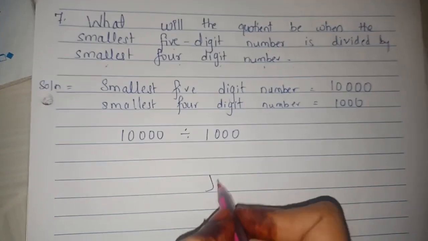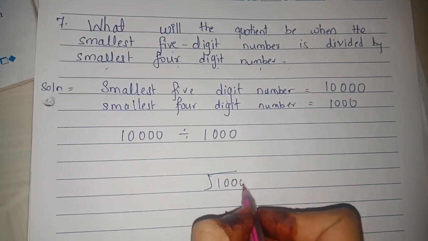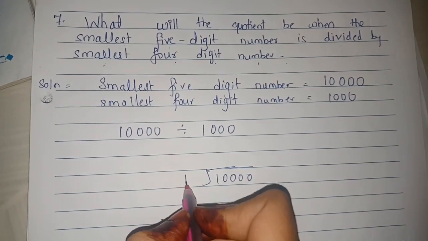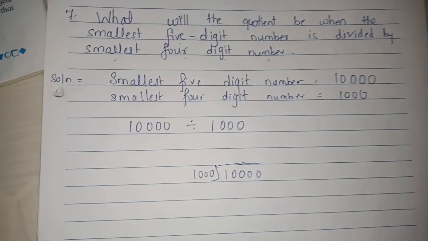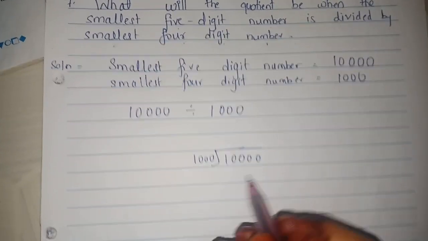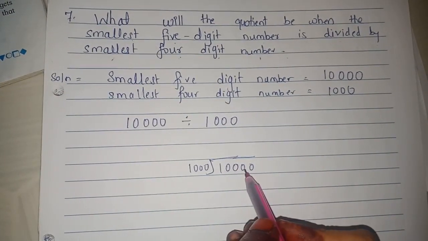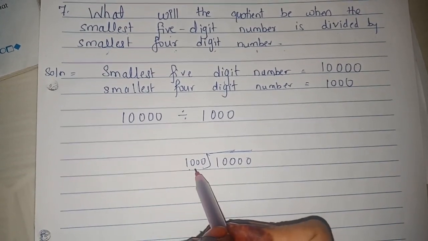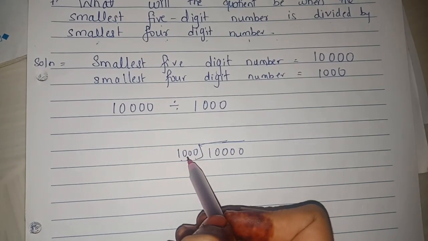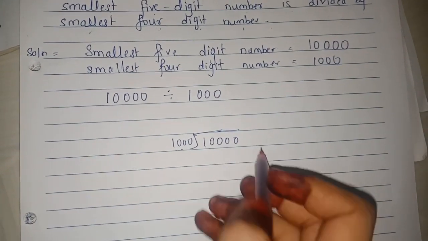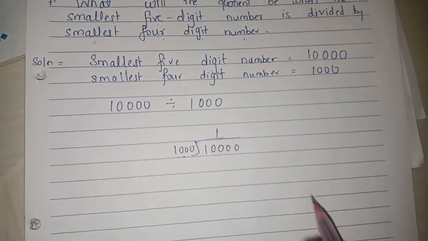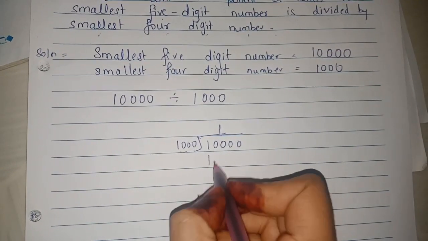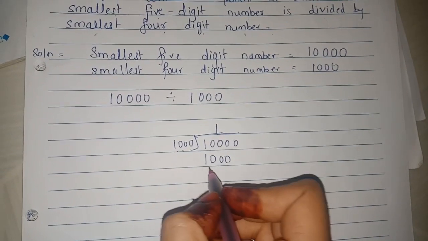Now I will write like this. So we have to take 1000 because the divisor is 1000 only. So 1000 ones is 1000. So 1 will come here in the quotient and 1000 will come here. Subtract them.